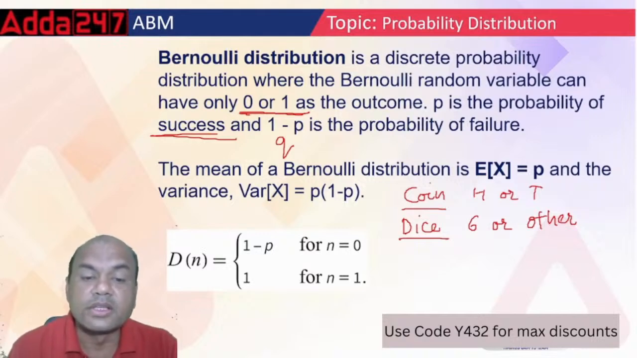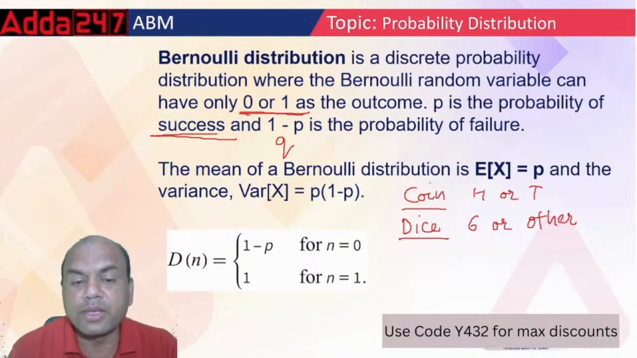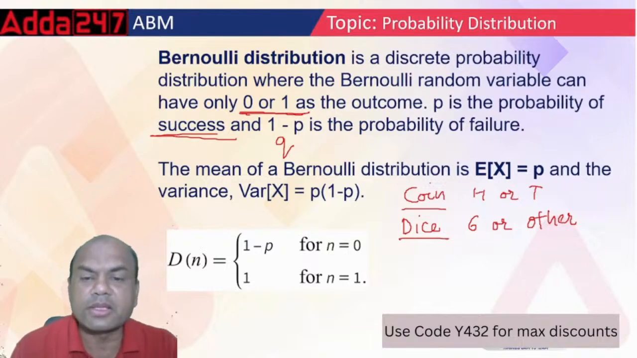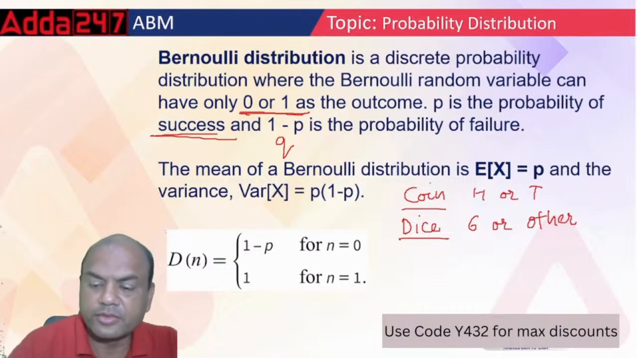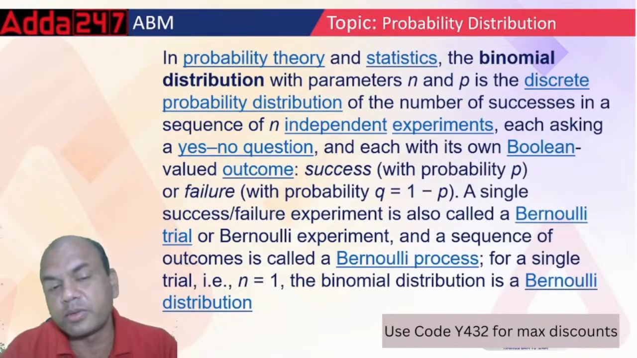Now P equals 1 for n equals 1, and for n equals 0 it is Q, 1 minus P. So remember this: either it is success or failure. Simple. Now next, go to the binomial distribution.